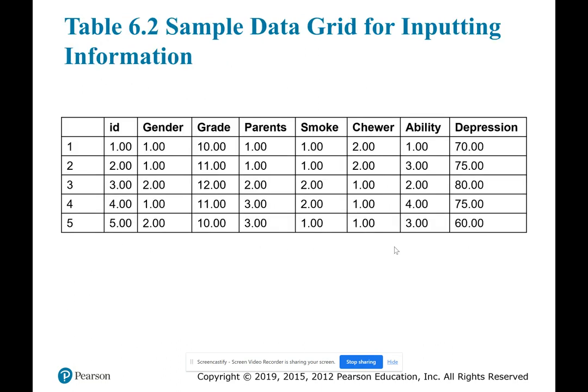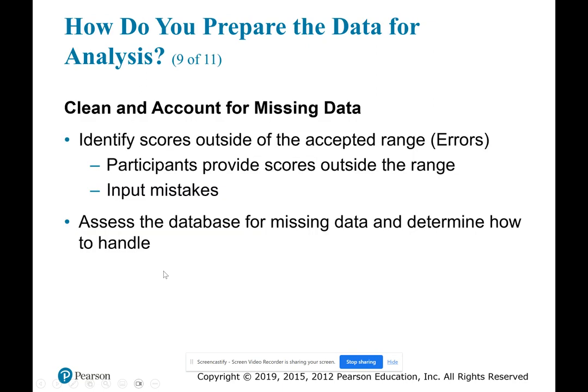Here's an example in Table 6.2 and in Figure 6.2 on pages 178 through 179. So it's like a table. They've given them the scores, smoke 1 for yes, 2 for no, or however they did put it in their code book. So just know that, so you can see gender 1 or 2, so that's male or female, okay?